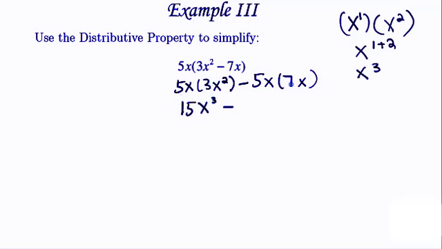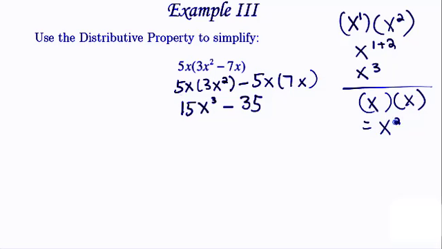I'm going to do the same thing over here. And here I have 5 times 7, which is 35. Again, I'm dealing with multiplying out powers. X times x would give me x squared. And this gives me 15x cubed minus 35x squared.